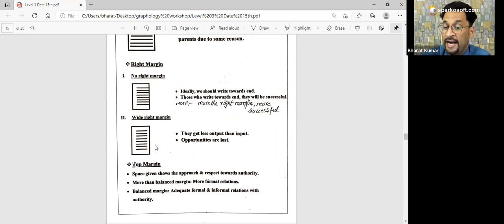Wide right margin. Now check, on the right side they have left space. They have a wide margin here. They get less output than input.